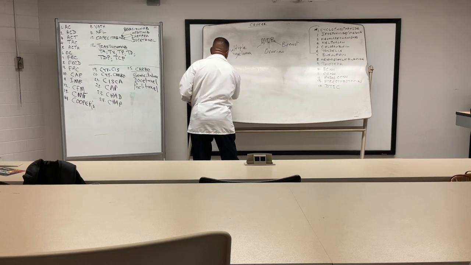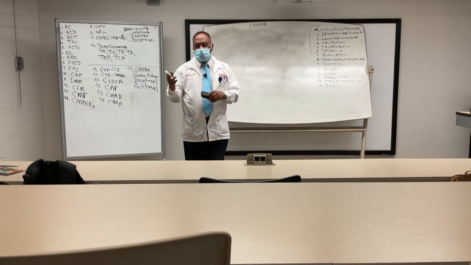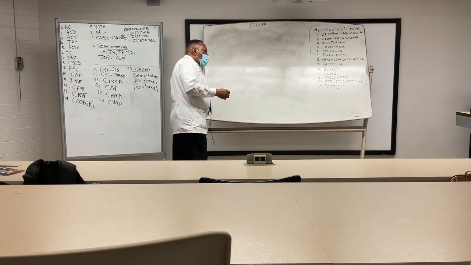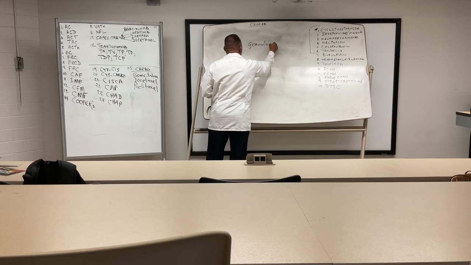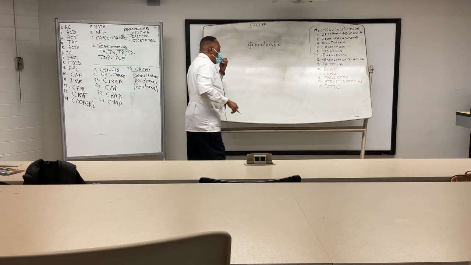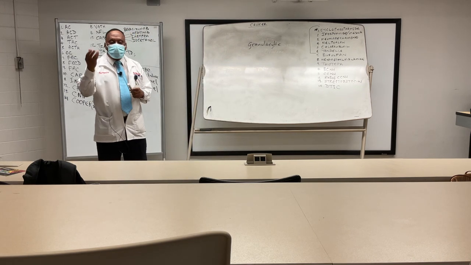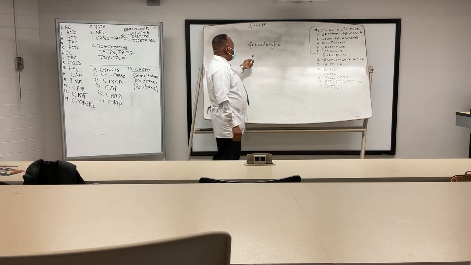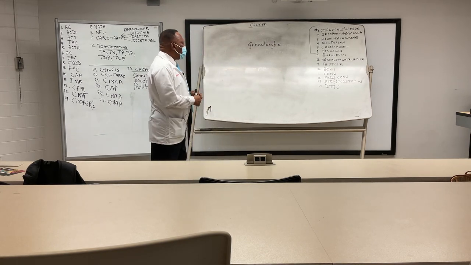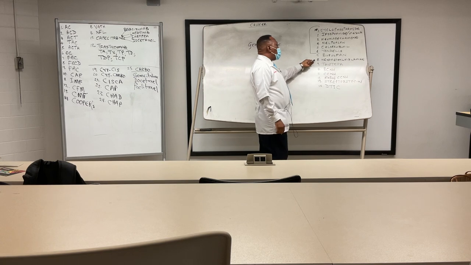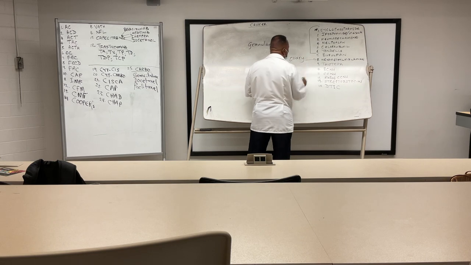Busulfan is used mainly for the treatment of CGL, chronic granulocytic leukemia. So you can always tell where the original somatic cell came from. So chronic granulocytic, so it must develop from granulocytes, leukemia. Hexamethylmelamine, that's mainly just used in ovarian cancer.